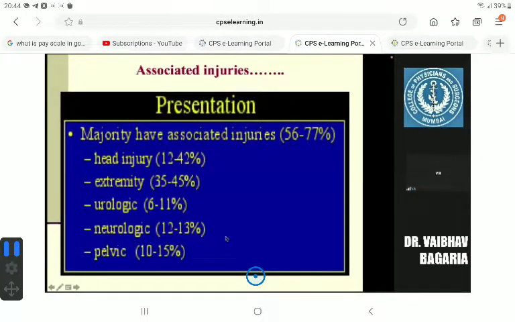Majority of people, you must remember, around 56 to 77%, have associated injuries. They may have a head injury, extremity injury, urological injuries, neurological injuries, and pelvic injuries. So always rule out these things before you take the patient up for surgery.